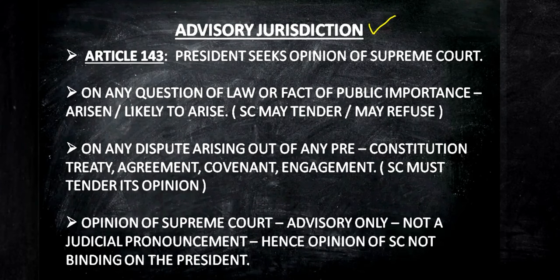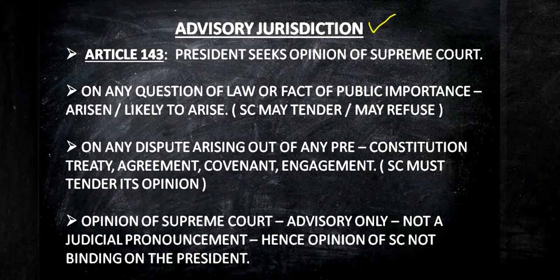So jokes apart, now we will come to the lesson. Article 143 says that the President can seek the opinion of the Supreme Court regarding some important issues. Now what are those important issues? If the President seeks the opinion of the Supreme Court, then in some cases it is not necessary for the Supreme Court to respond and give its opinion. And there are some other situations where the Supreme Court must provide its opinion. Now what are those situations?